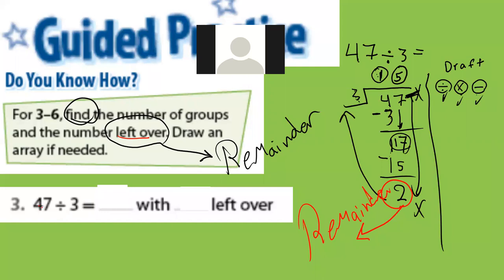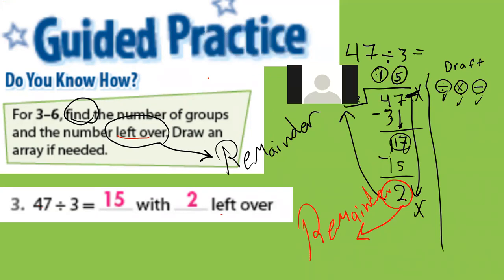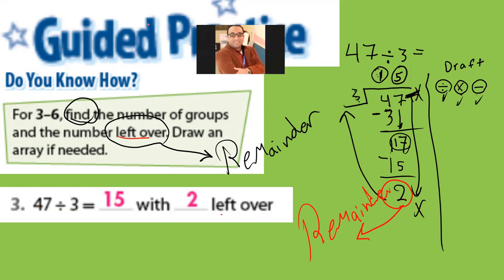So 47 divided by 3 equals what? Equals 15 and 2 left over. Copy the answer, my dear students, and go ahead with the next hero, Yasin Hegazi, open. Yasin Hegazi, number 4.